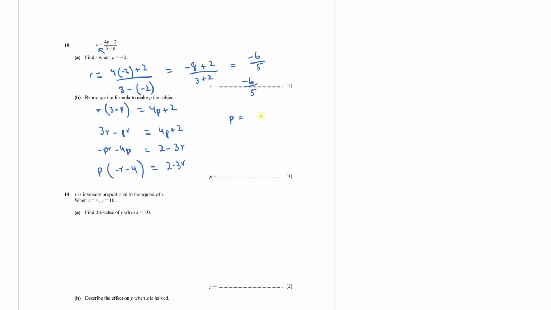And then I can divide on the other side. I will get P equals (2 minus 3R) over (minus R minus 4). So now P is the subject of this equation. I think in the marking scheme, it's given as (3R minus 2) over (4 plus R), which is equivalent, because if you multiply by -1 on both the numerator and the denominator, you will get the exact same expression as in the marking scheme. So both answers are fine.